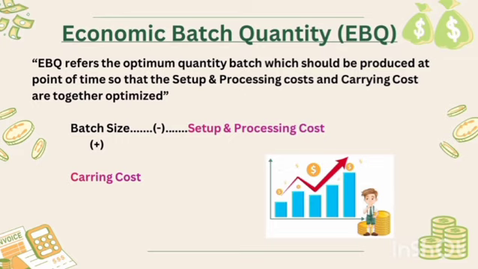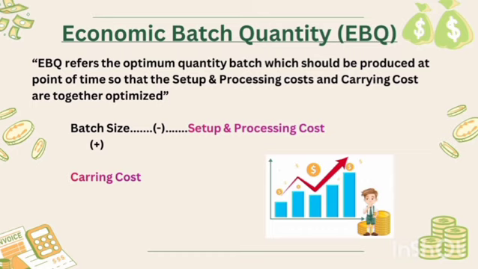Economic batch quantity, EBQ. EBQ refers to the optimum batch quantity which should be produced at a point of time so that the setup and processing cost and carrying cost are together optimized. In economic batch quantity, we don't have ordering cost. We have only setup and carrying cost. What is the batch size? How many units are in a single batch? That's the batch size. Here we are talking about how many units we produce in a single batch.